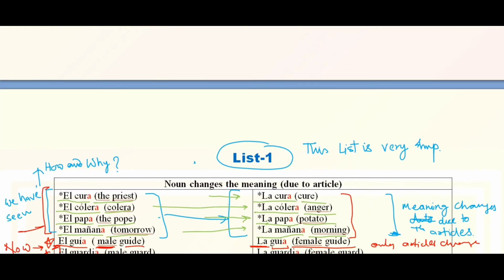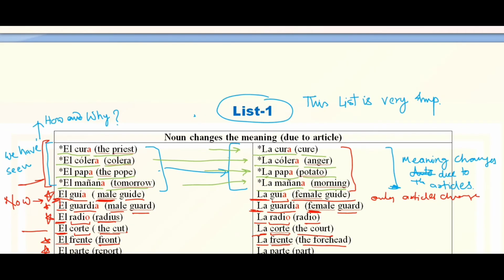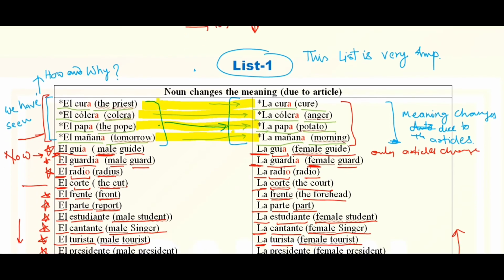Now we will switch to list number 2. If you wish, you can revise with me. See list 1. We are going to read it again and do it with me. See the first one. El cura, the priest, la cura, cure. Second, el cólera, la cólera, anger. El papa, pope. La papa, potato. El mañana, tomorrow. These were listed earlier. Now we will see some other star ones.